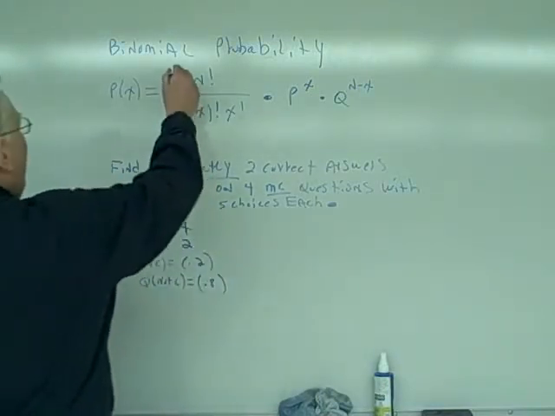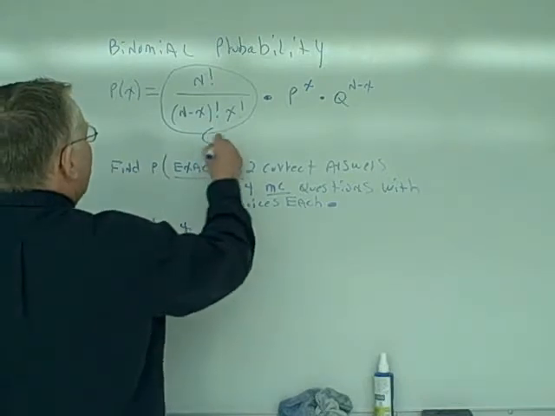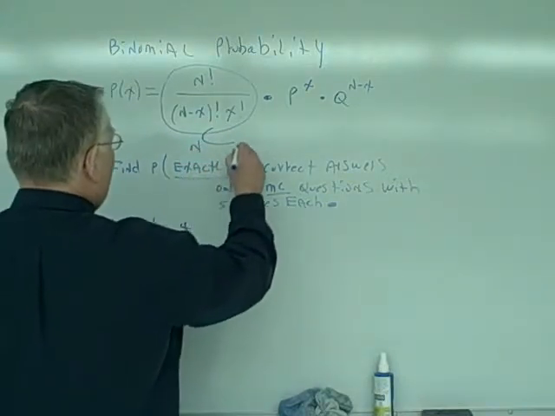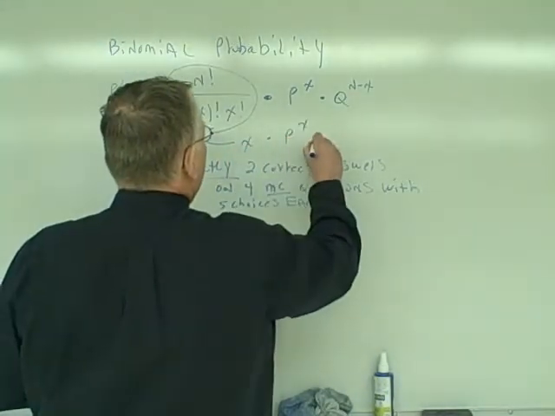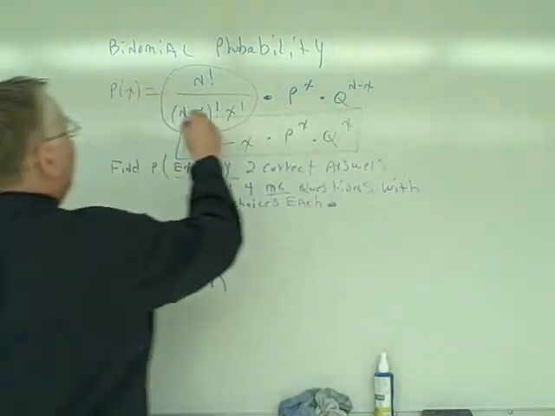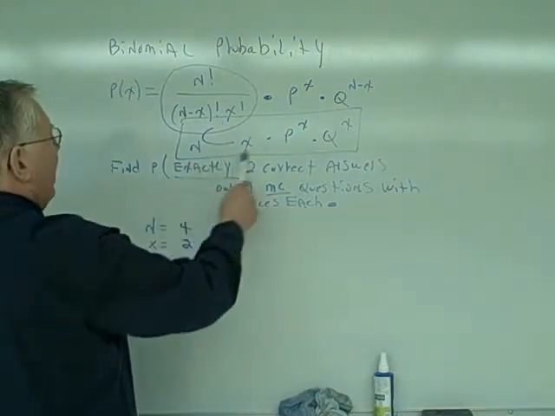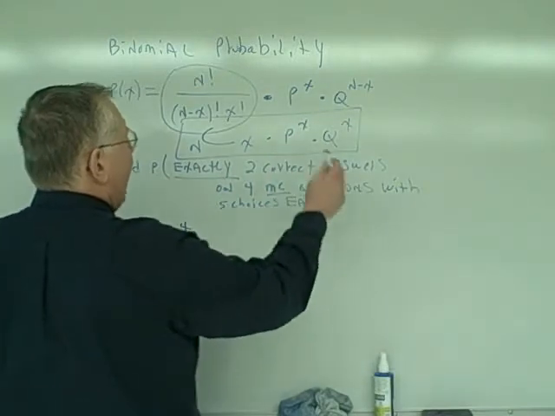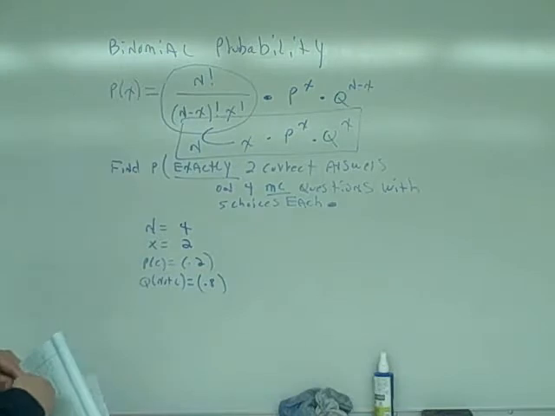Now notice that this part of the formula here is exactly the same as the combination of n things taken x at a time. And if you look at the revised formula, then basically this is the number of ways of getting this many correct and at the same time this many not correct. And that's what the binomial formula does.